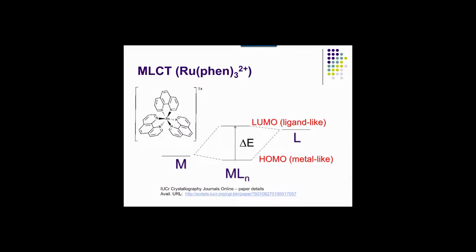So let's take a look at a compound that has an MLCT transition. The compound shown on this side, ruthenium trisphenanthroline is its name. The ligand here is phenanthroline, and there are 3 of them. They form an octahedral complex around the ruthenium, which has a 2+ charge. So we call this ruthenium trisphenanthroline. And this is a really important compound.